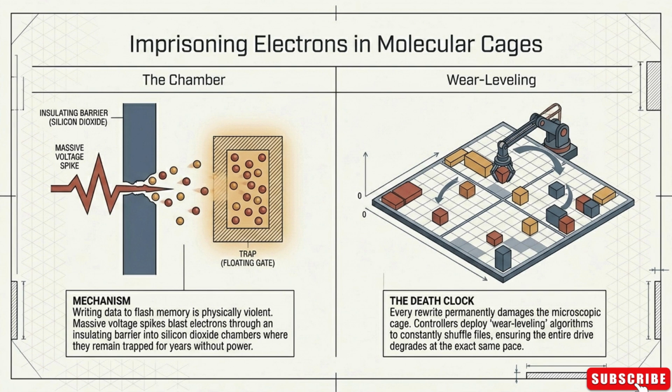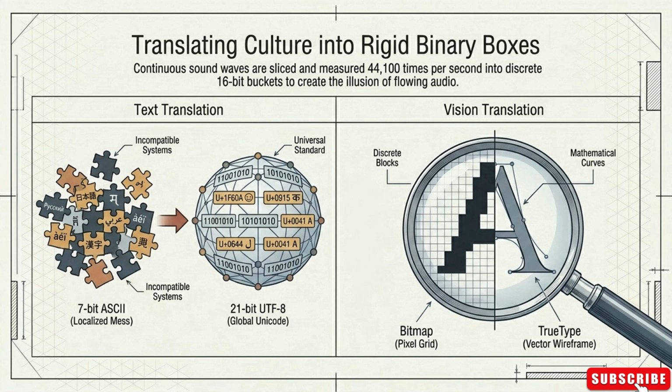Okay, so we've built the buckets to hold the voltage, whether it's on a spinning magnetic platter or trapped in a molecular cage. But ones and zeros aren't an email, they aren't a photograph. How do we force the chaotic, rich physical world into these rigid binary boxes? Well, the translation process starts simply with text. Early computing was honestly a localized mess.